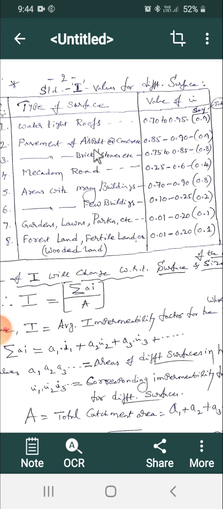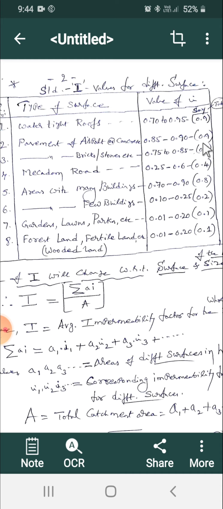Now, another one is pavement. Pavement means the road. If it is an asphalt or concrete road, then the runoff is high. Remember it: 85% to 90% of water is reaching the sewer line. That is why this value is 0.85 to 0.90. Say this is a typical value, 0.9, you have to consider. If the road is made up of bricks or slab stones, then the runoff will be less, and the typical value is 0.8.